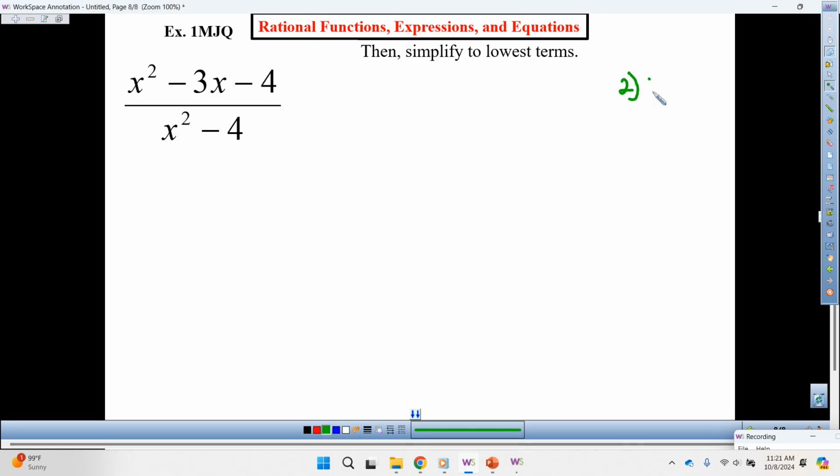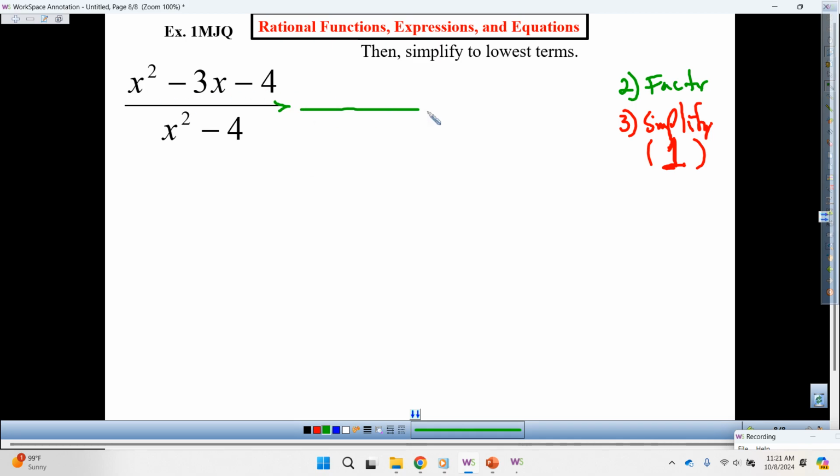So what do I do, Mr. Q? Well, step 2 is to factor. And step 3, simplify, or in other words, look for giant ones. All right, so how do we factor the numerator? Tell your neighbor, and then Gio's going to pass it to someone. All right, Gio, pass someone. Jesus. So we got negative 4 on top, negative 3 on the bottom. What two numbers factored give us negative 4 and when you add them give us negative 3? Negative 4 and positive 1. So my factors are x minus 4, x plus 1.